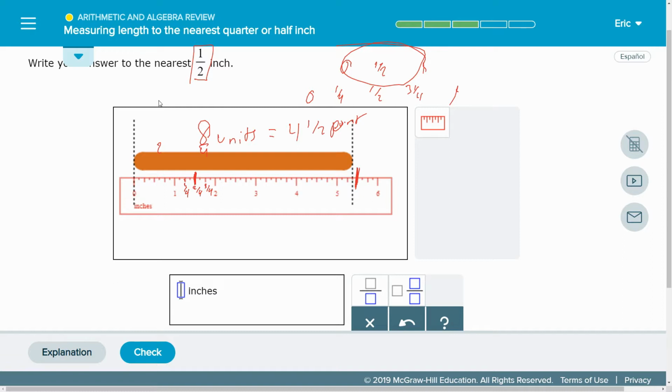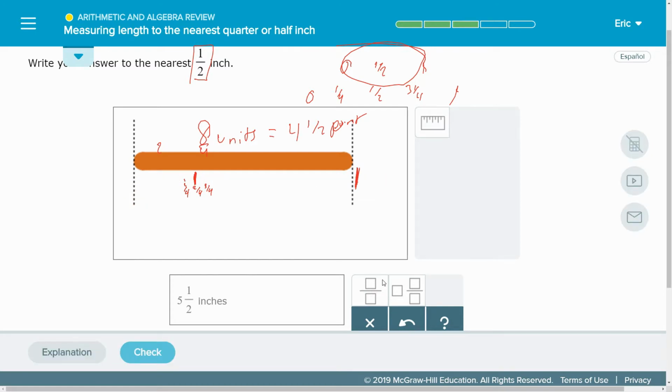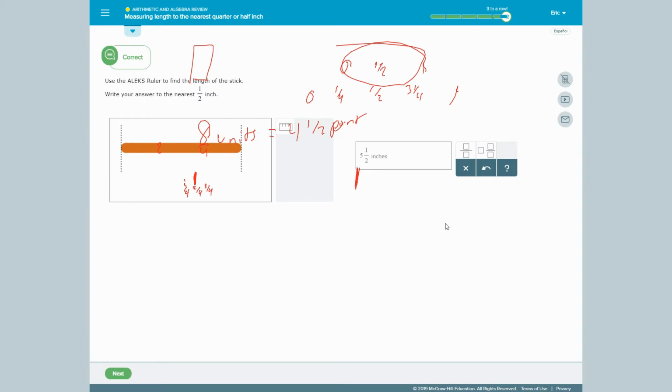So what is our 1/2 inch answer? 5, because you start with the number of inches, and 1/2 inches. Let me actually zoom out. There we go. And that's it for problems like these.